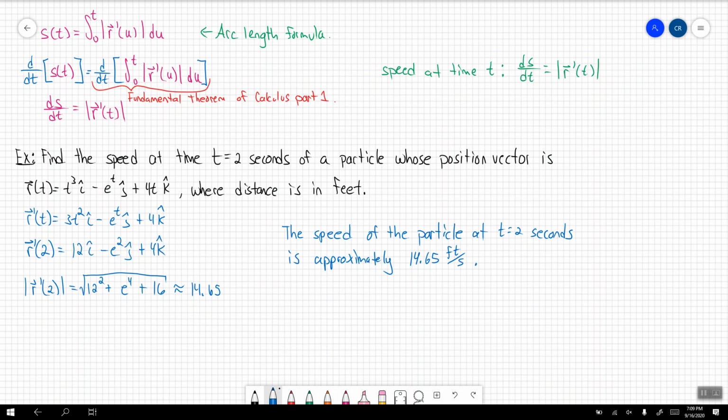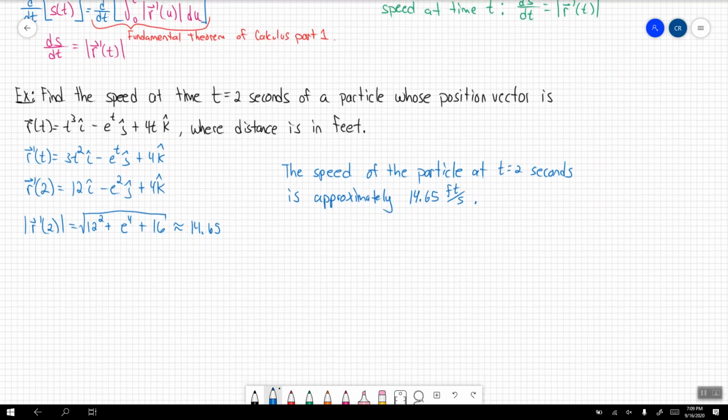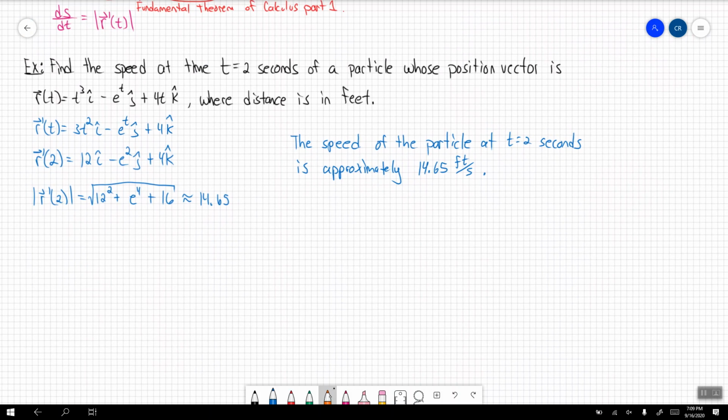Great. Now let's start extracting a few more items so that we can keep working with some of these values. One of the first things I want to do is extract my unit tangent vector. So we know the unit tangent vector.